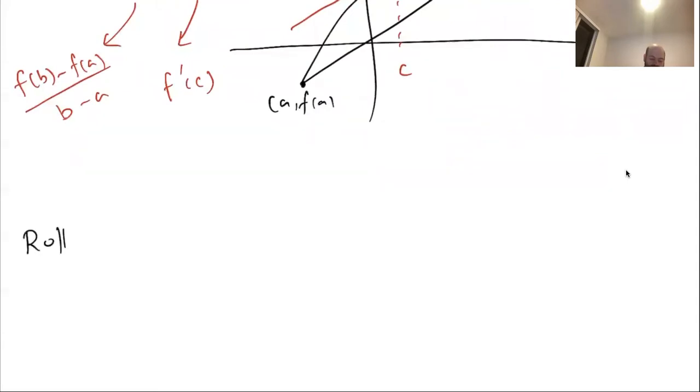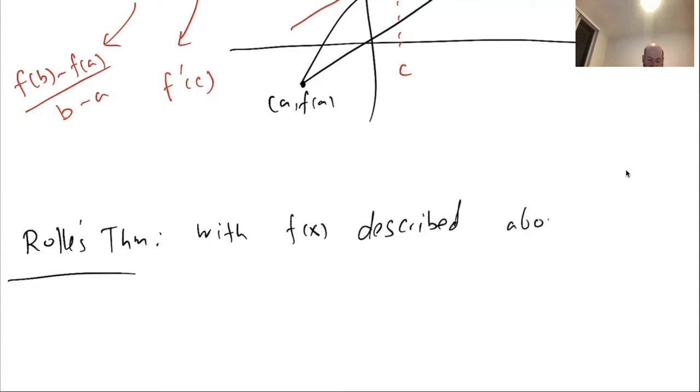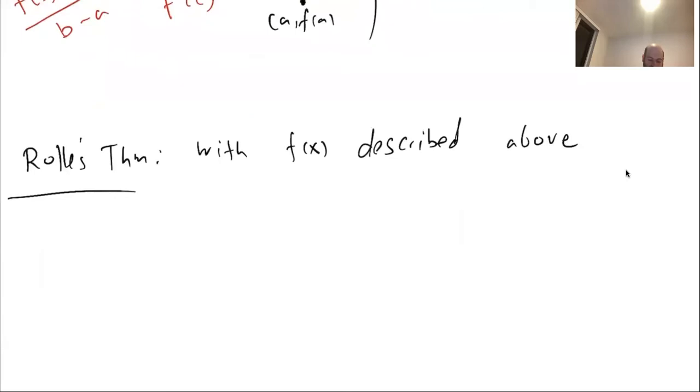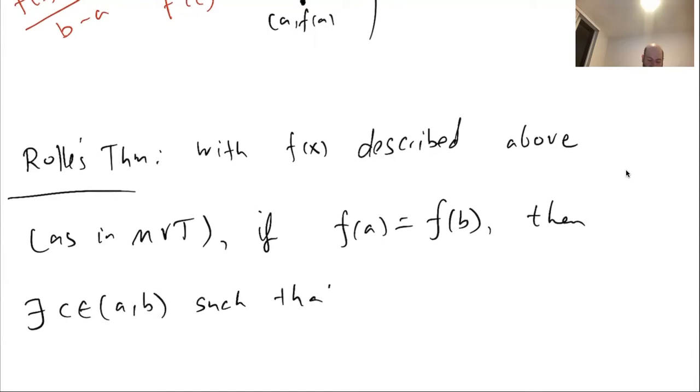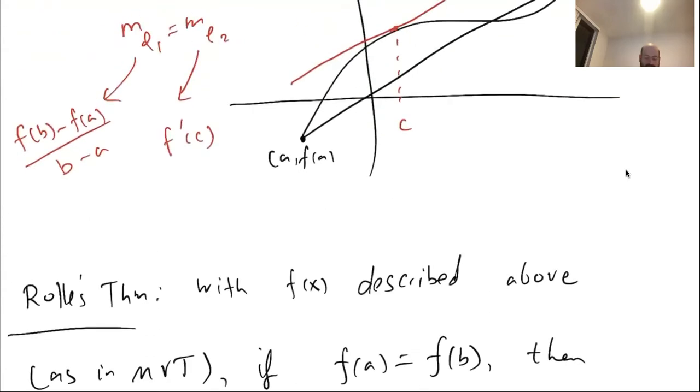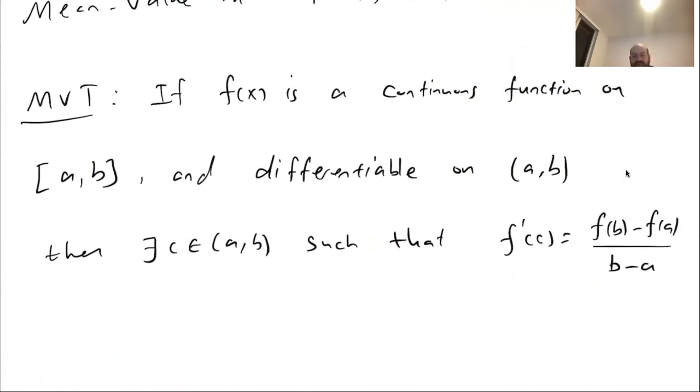Okay, now Rolle's theorem says that with f of x described above, as in MVT, if f of a equals f of b, then there exists c between a and b such that f prime of c is equal to 0. Well, look at MVT. If f of a equals f of b, then the right-hand side becomes 0, and f prime of c must be 0 for at least one c between a and b.